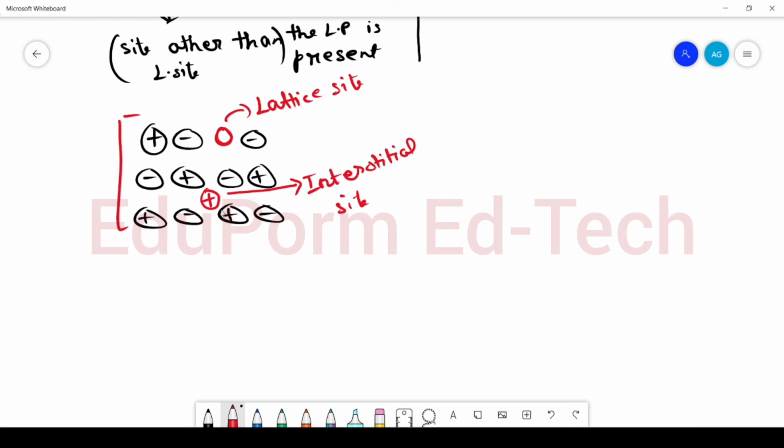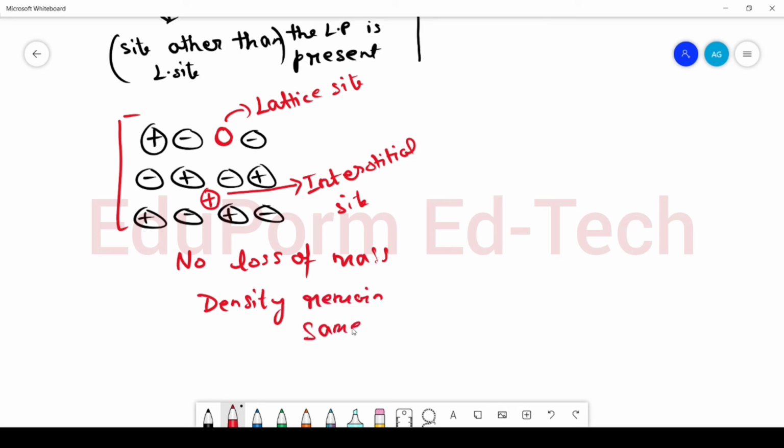In this defect, as there is no loss of mass, the density remains mostly the same. So after this defect, there will be a negligible effect on the density of the crystal.